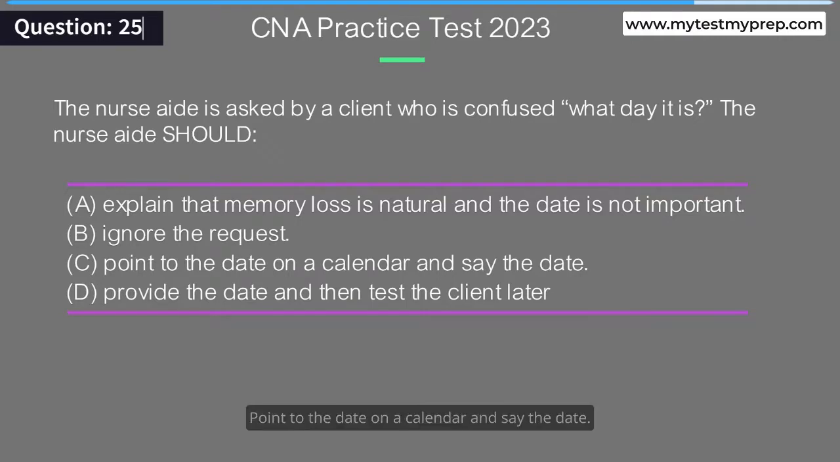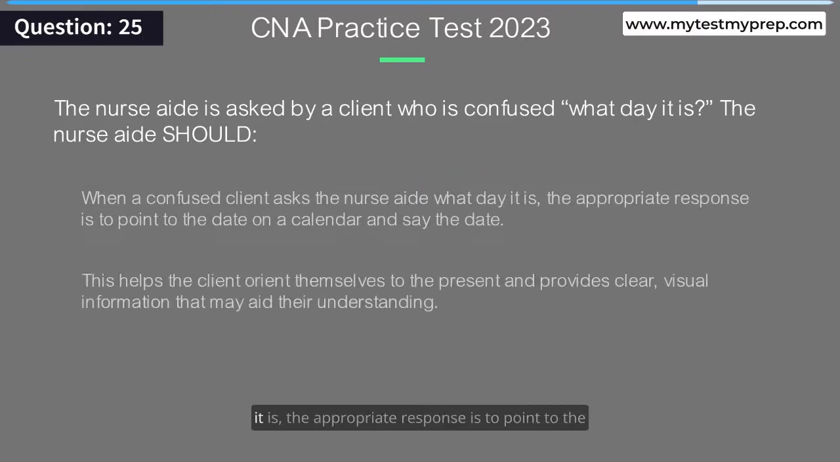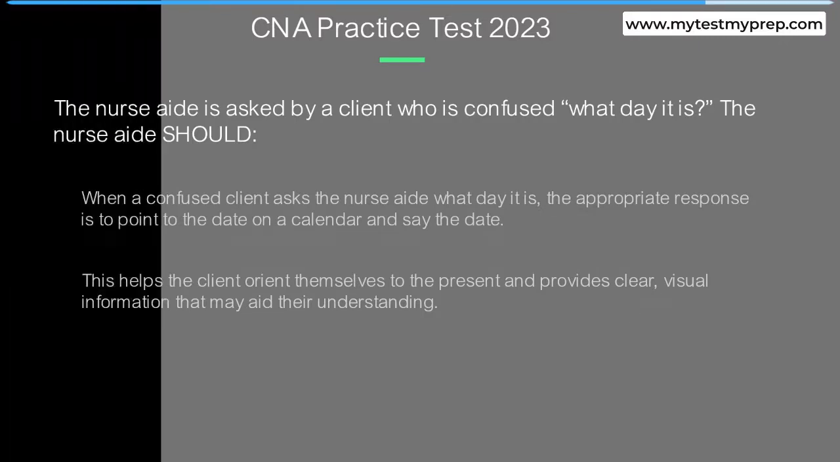Answer: C. Point to the date on a calendar and say the date. When a confused client asks the nurse aide what day it is, the appropriate response is to point to the date on a calendar and say the date. This helps the client orient themselves to the present and provides clear, visual information that may aid their understanding.